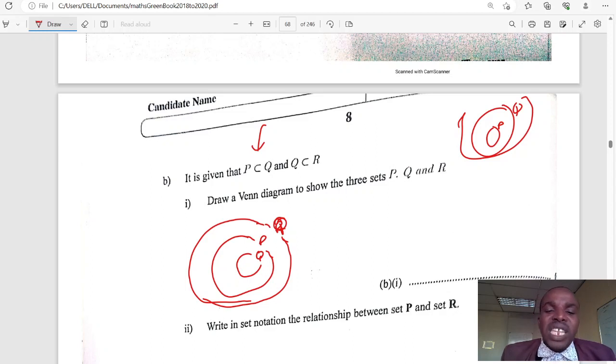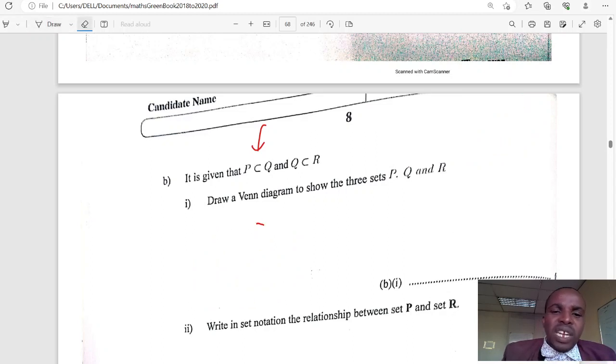Then we have Q as a subset of R. So Q is found in R. So R here, like this. Yes, so it's making sense now. So you have Q and P. Or let me start this part again. Looks like I have mixed up the items here.